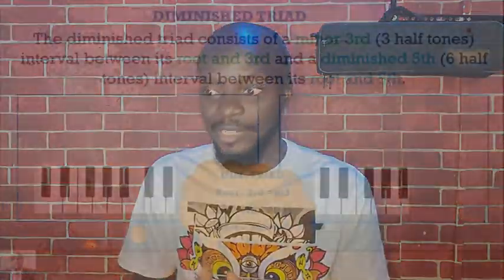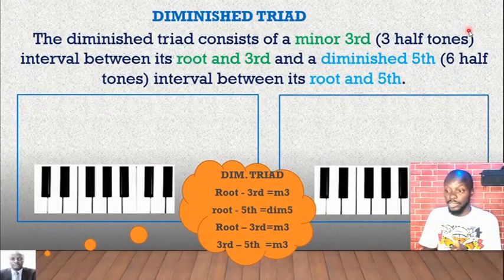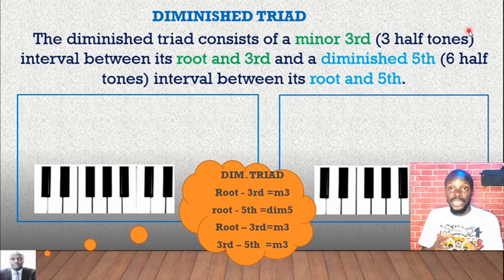Okay, I want to talk about diminished triads and augmented triads in this class. A diminished triad consists of a minor third, which is 3 half tones or 3 semitones. Remember, a minor third has 3 semitones and a major third has 4 semitones. Between the root and the third of a diminished triad you have the minor third, and between the root and the fifth, a diminished fifth. How do you know a diminished fifth? It has 6 semitones.